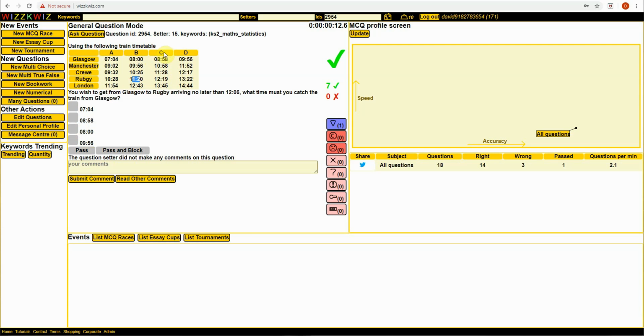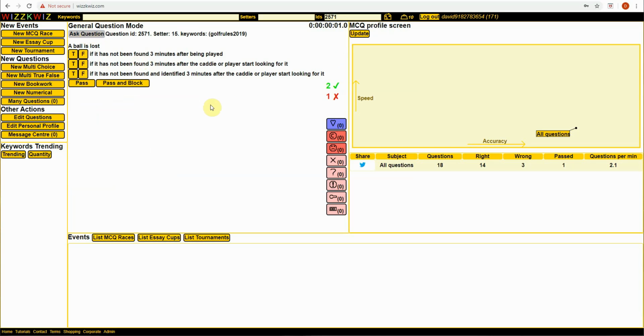So other types of questions, we've looked at multiple choice and we've looked at numerical. Let's look at a multi-true-false question. Okay, because that's a slightly different type. So 2571 is an example of that. And you can see here, this is a question about the rules of golf.